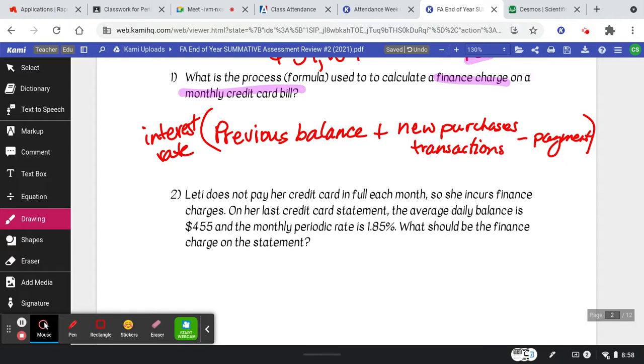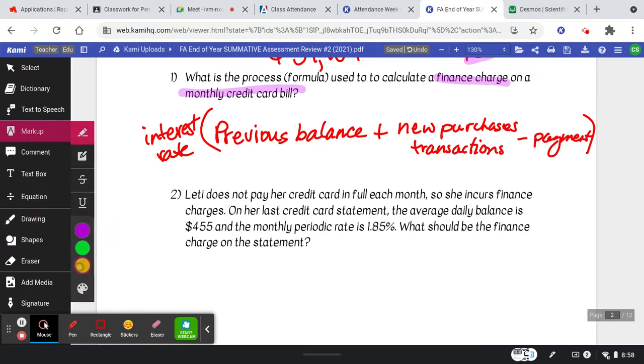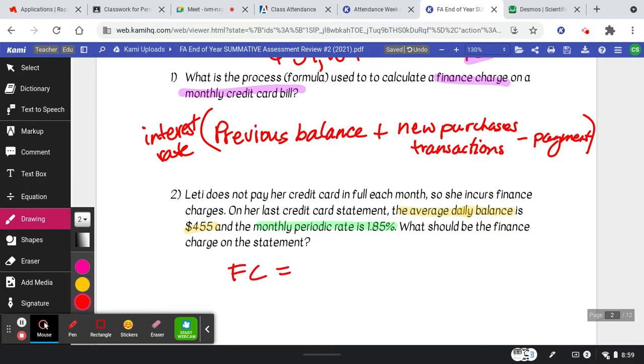Letty does not pay her credit card bill in full, so she incurs a finance charge. Her last credit statement gives you two things. It tells us the average daily balance is this, and it tells us the monthly periodic rate is this. Knowing that in financial algebra we are either adding, subtracting, multiplying, or dividing something, we're like, I probably just multiply these. And that's the case. Another way that we calculate finance charge is just to multiply the average daily balance times the monthly periodic rate.